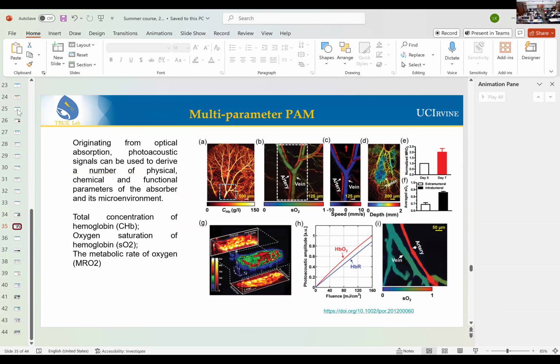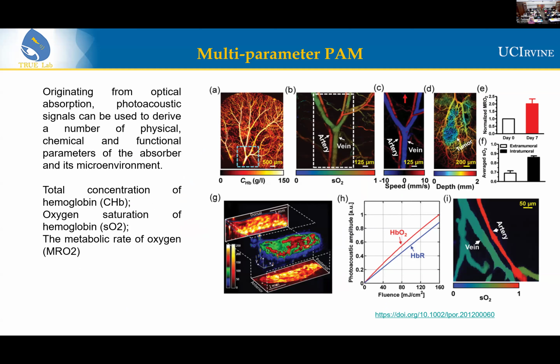How do you measure the speed, like in the artery and the vein? How do you measure what? The speed. The third image, C. How do you determine the speed of the blood flow?